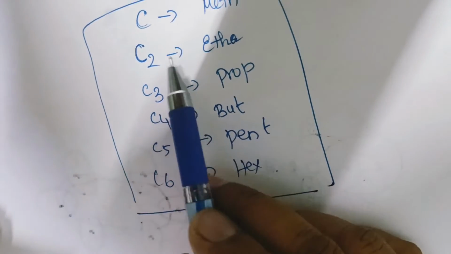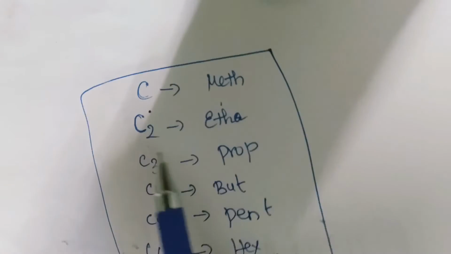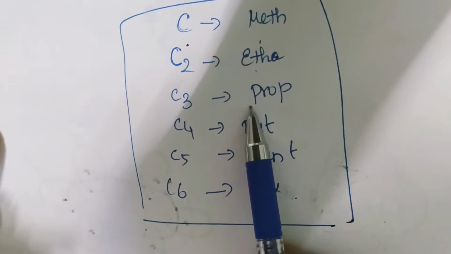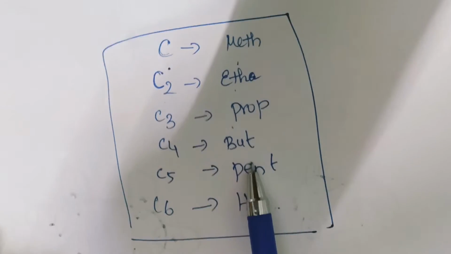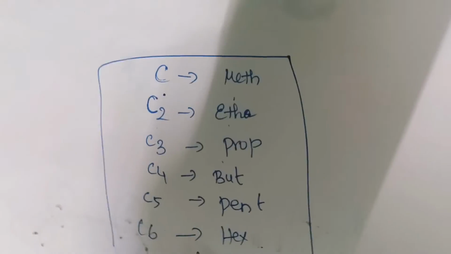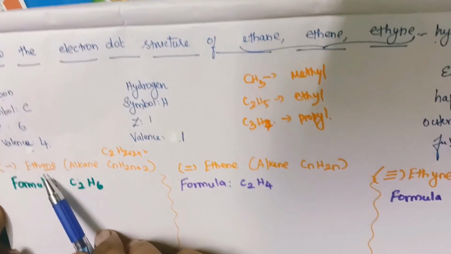If there is 1 carbon, it is called meth. 2 carbons, eth. 3 carbons, prop. 4 carbons, but. 5 carbons, pent. 6 carbons, hex. So here I am going to take ethane.